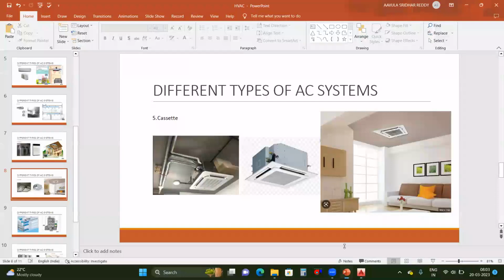So this is a cassette AC. You can see the right side image. It is a plain false ceiling, so they have opted for the cassette AC. And we can use it for open ceilings also. If you go to any office spaces or restaurants, they also use this open type of false ceiling. So we can go with this cassette AC also.